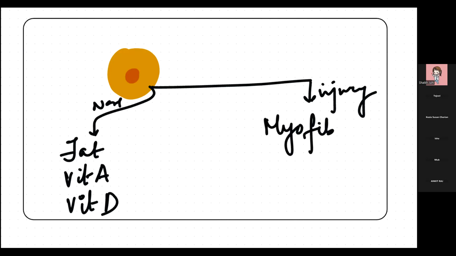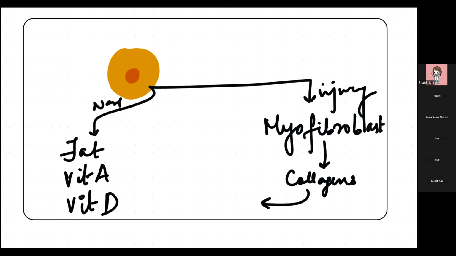Myofibroblast. Now, what is a myofibroblast? The term clearly says that it will be forming fibers. Basically, the collagens are formed, and these collagens are fibrous, and then liver cirrhosis happens. What happens? Liver cirrhosis, because these collagens will form, and these fibers will be there.